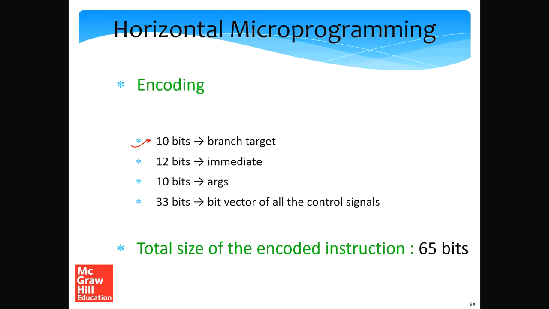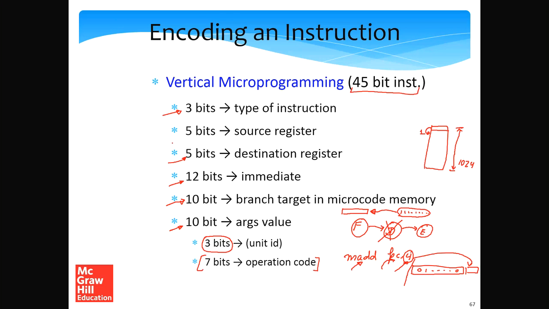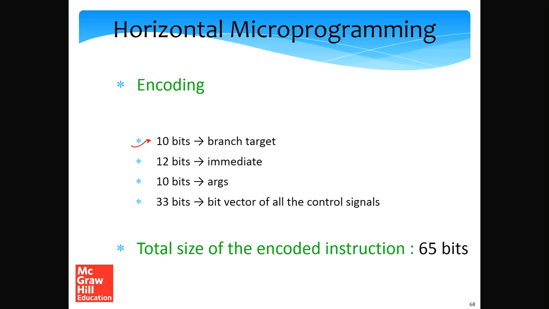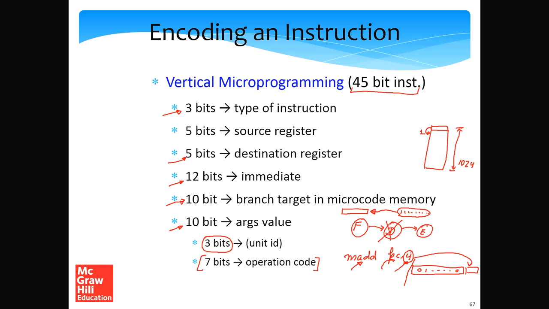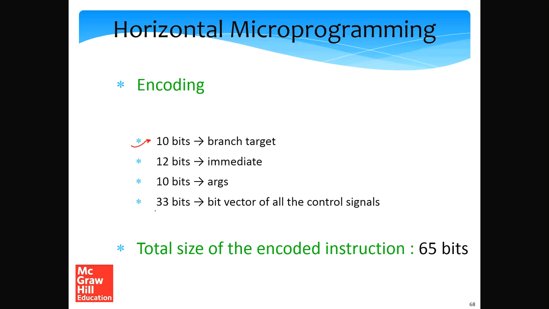We'll have 12 bits for the micro immediate, 10 bits for the arguments, same format as this, 3 bits for unit ID, 7 bits for operation code. In addition, instead of having these other fields like type of instruction, source, these 3 fields, we'll get rid of this. Instead, we will have 33 bits, a bit vector that encodes all the control signals.